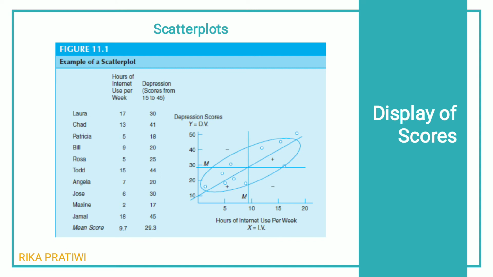A single point indicates where the X and Y scores intersect for one individual. This plot can provide useful information about the form of the association, whether the scores are linear or curvilinear. It also indicates the direction of the association and the degree of the association, whether the relationship is perfect with a correlation of 1 or less than perfect.